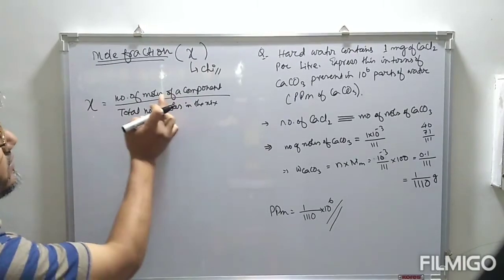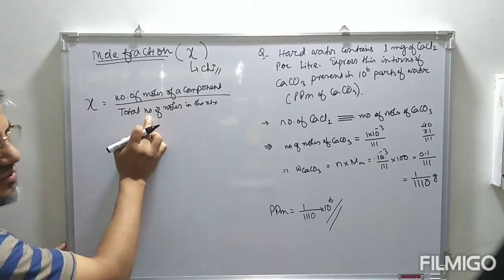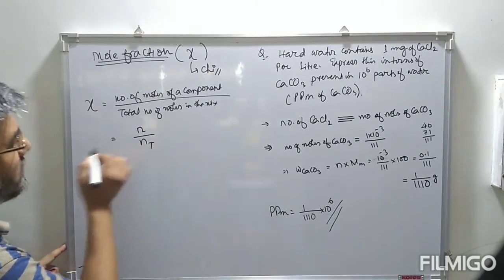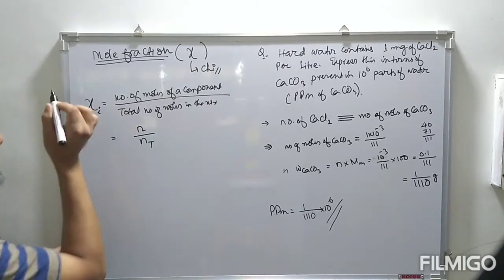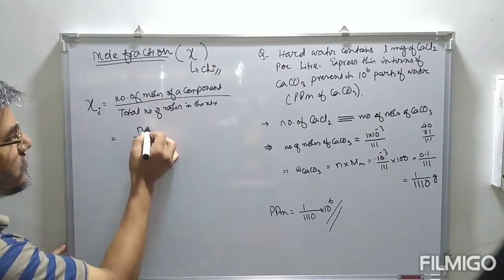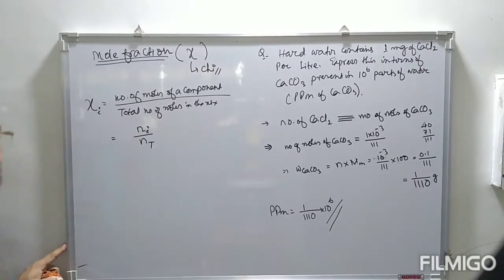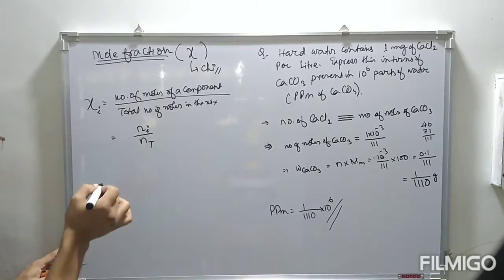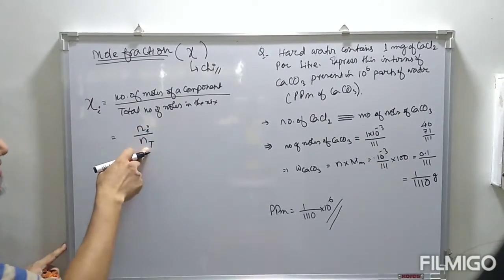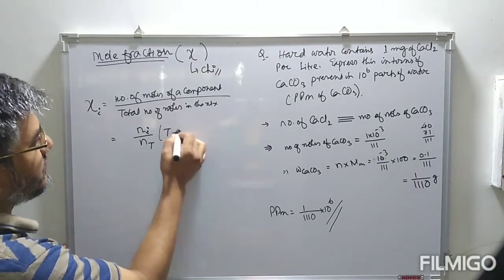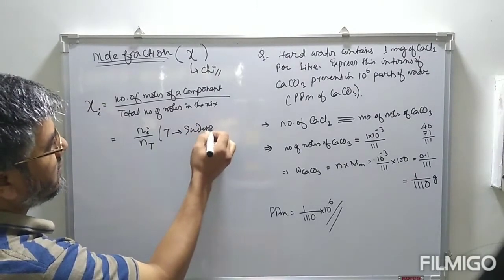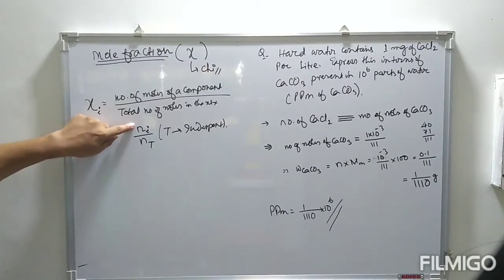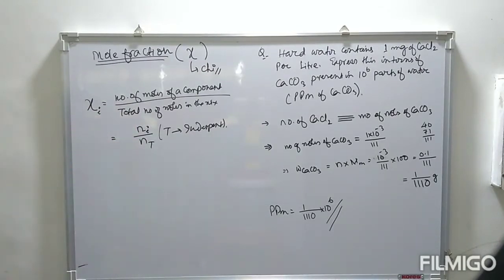So now look at this. Numerator is number of moles. This is also number of moles. So this is number of moles divided by total. Let this be mole fraction of component i. So number of moles of component i divided by total number of moles. This mole by mole is a unitless quantity, and number of moles is temperature independent. So mole fraction is number of moles of any given component divided by total number of moles.